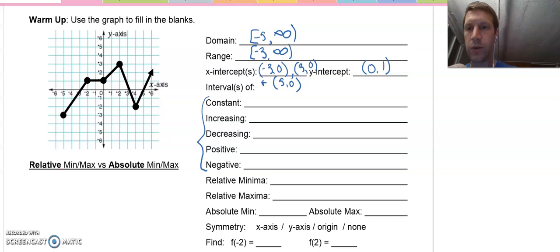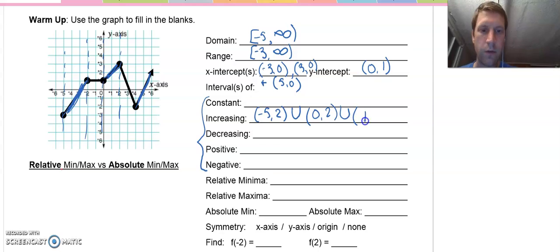Intervals of increasing. So increasing, of course, is sloping upwards. So we have this section here. We have this here. We have 3 sections. Okay, so we kind of look for these corridors, right? So between x values of -5 and -2, we use a union symbol here. Let's see, this is between x values of 0 and 2. And then this last one is from 4 and it just goes forever, right? 4 to infinity. Looks like I'll be increasing that entire time.